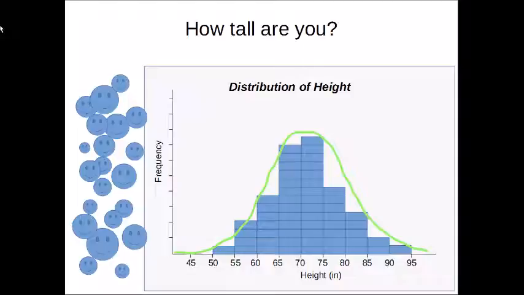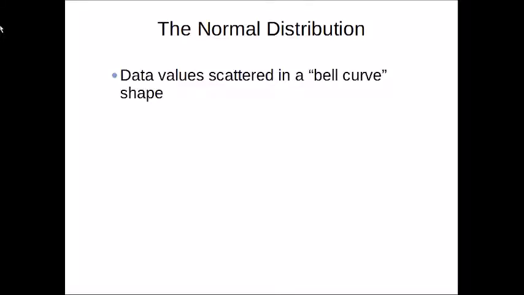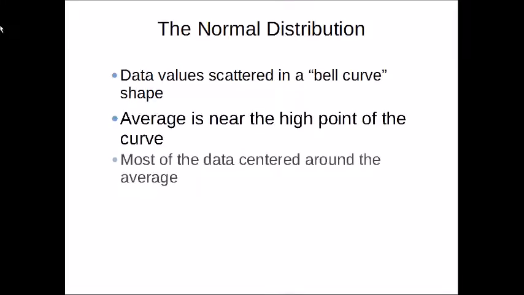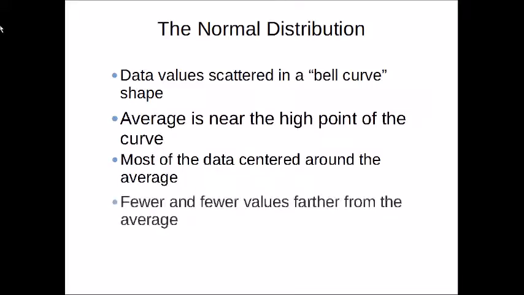So that's what we mean by the normal distribution. We mean that data is spread out according to a particular pattern, a bell-shaped curve. You'll find that the average of the data is near the high point of the curve. You'll see that most of our data is going to be centered around the average, and will have fewer and fewer values the farther we get away from the average. So that's the normal distribution.